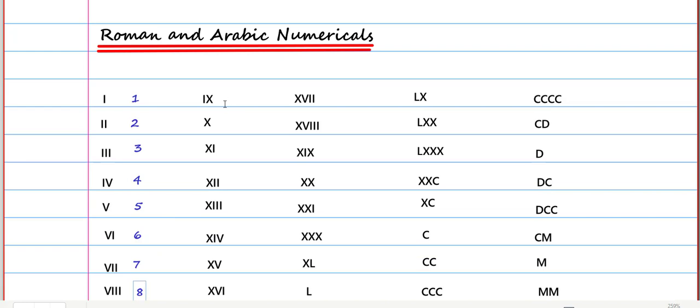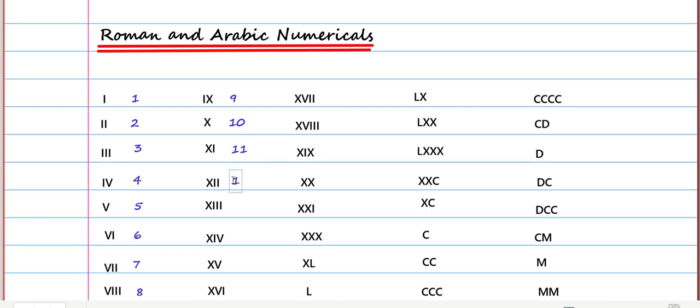What is this? This is 9, because the first symbol shows 10, and if any number comes before that symbol, it is subtracted. If it comes after, it is added. This is 10. This one is coming before 10, that means we need to subtract, so 10 minus 1 is 9. This is obviously 10, and here 1 is coming after 10, that means we need to add, so that will become 11.